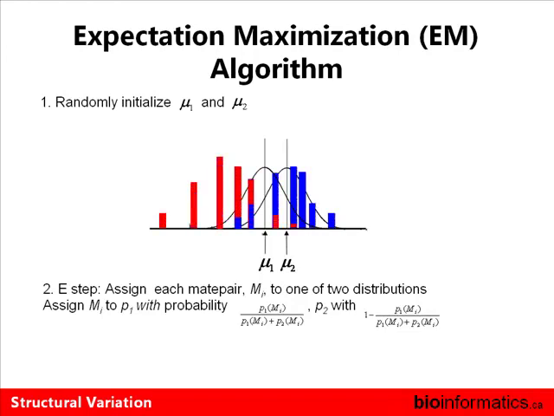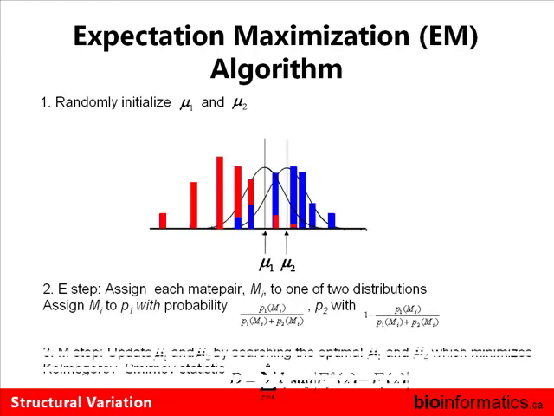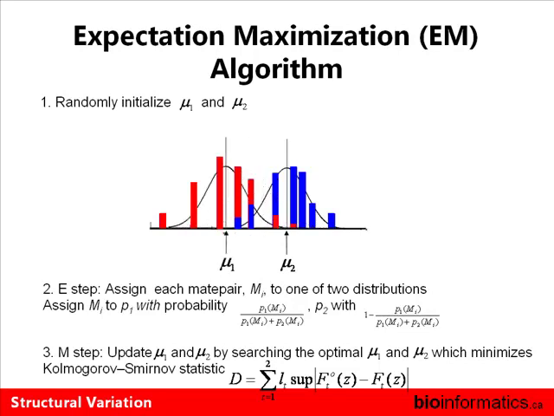So you do this assignment, and now you get a whole bunch of blue mate pairs which are now assigned to the distribution mu2, a whole bunch of red ones which are on the first one, and now you update. You try to move the distribution so that they best match the mate pairs which were assigned to them. So you will shift the distribution in this way. And then you will iterate this process. Again, assign the mate pairs to distributions, fit the distributions to the mate pairs, and so on. This is a classic approach in computer science called expectation maximization.